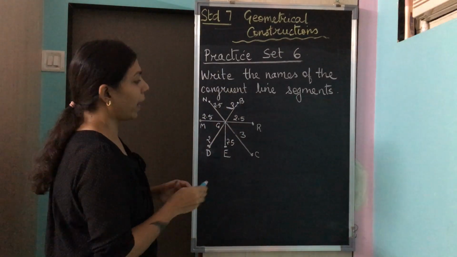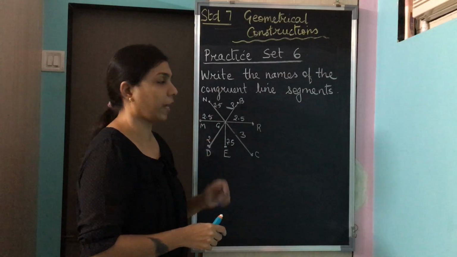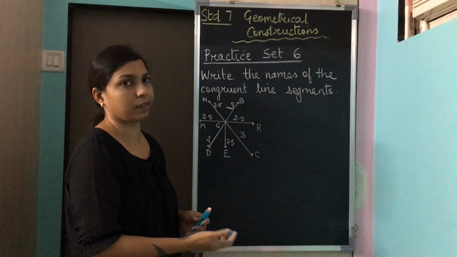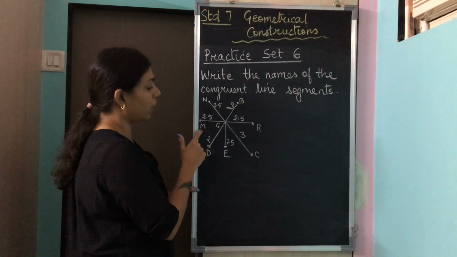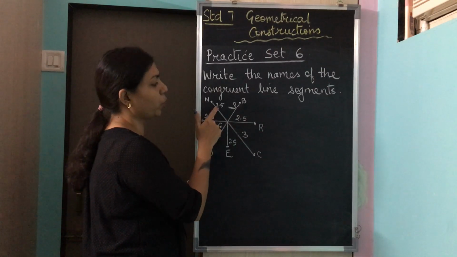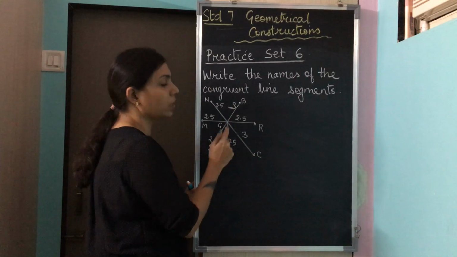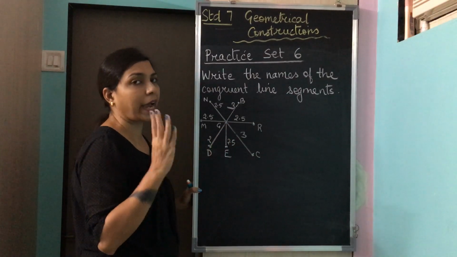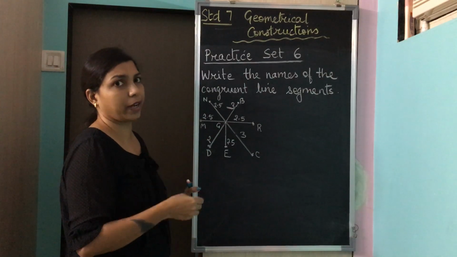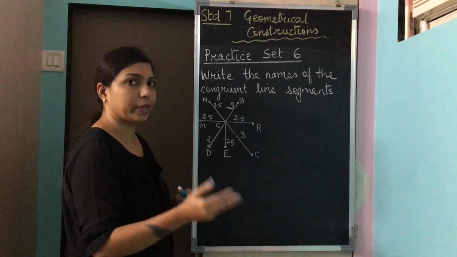Okay, so I have written all the measurements. I have found out all the measurements of these line segments, and now I have to see which measurements are the same. I have got MG 2.5, I've got NG 2.5, I've got RG 2.5, and I've got EG 2.5. So I have got 4 line segments which all have the same measurement of 2.5 centimeters. So all these 4 line segments are congruent to each other.